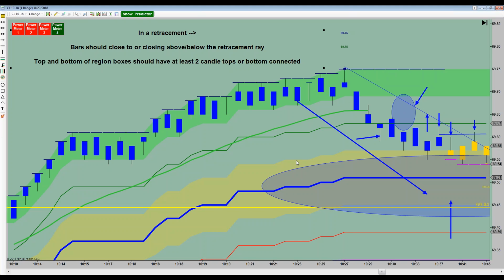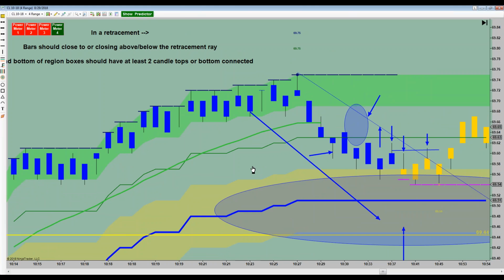Let's look at how the bars are in position to the ray. Can you see how these bars are actually kissing the ray? See it? And this one closes above it. Now, if you had drawn your box here like this, if you were more aggressive and you said, okay, well, Charles, you said 2 be connected, and I see these 2 tops are connected, and if it comes up, it's going to break the ray, then you would have been filled long on the close of this bar right here. So your box would have looked something like this. This would have been the aggressive tight box.